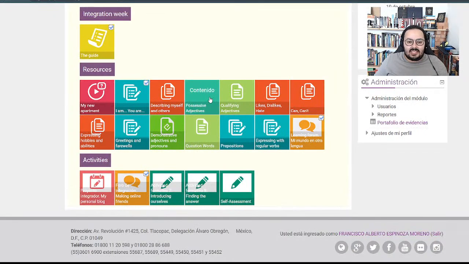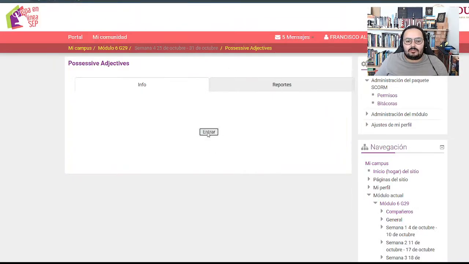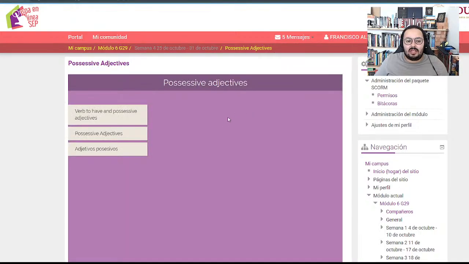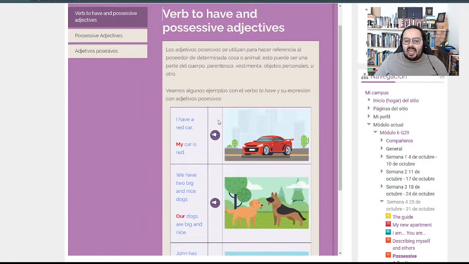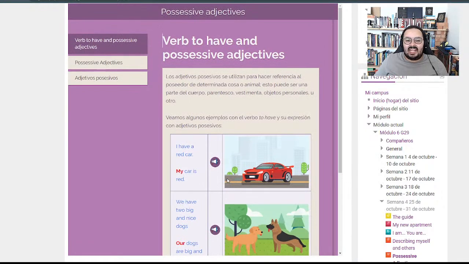Then we have the possessive adjectives, and if you remember, for each personal pronoun there corresponds a possessive adjective. Also, we can use the verb to have to talk about possession. Here there are some examples. If we say I have a red car, using the verb to have, we can say, using the possessive adjective, my car is red. Okay.